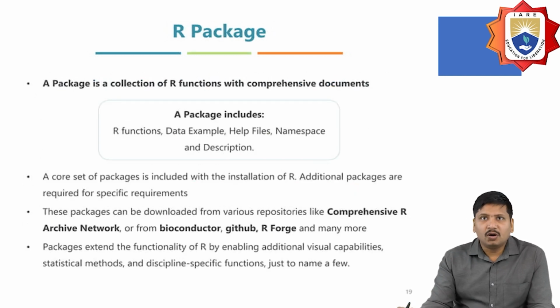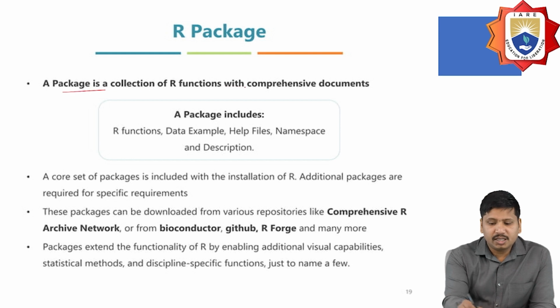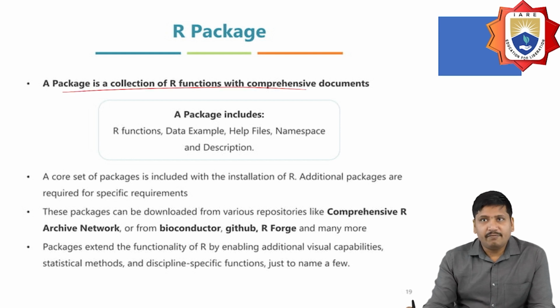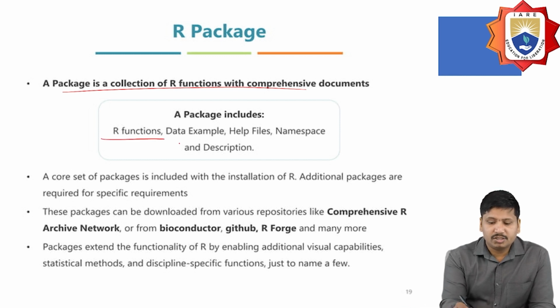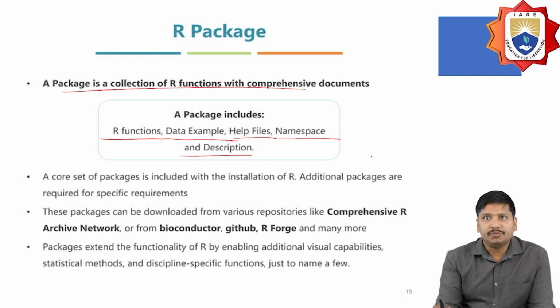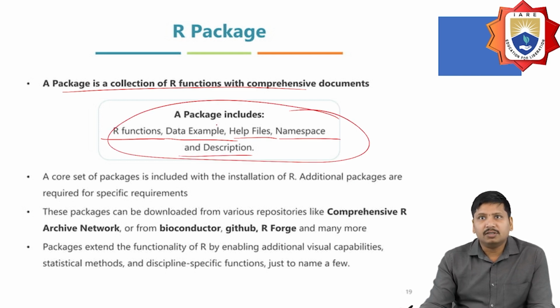The next one: what is an R package? An R package is nothing but a collection of many functions with comprehensive documents. A package mainly consists of R functions, data examples, help files, namespace, and description. So these are the main components that are available in a package. A core set of packages is also included with the installation of R. Additionally, if we need more packages, then we have to install them.